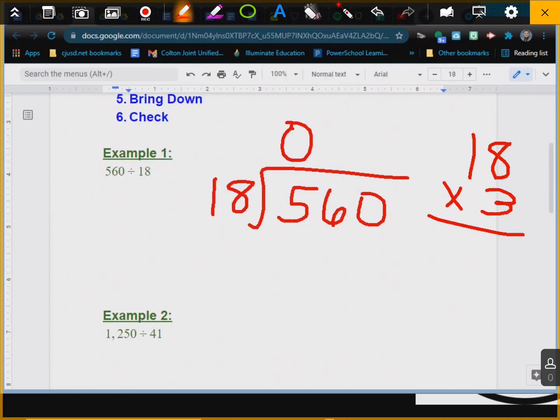3 times 8 is 24. 3 times 1 is 3, plus 2 is 5. That's 54. So I know it goes in there 3 times. So see how I estimated there?